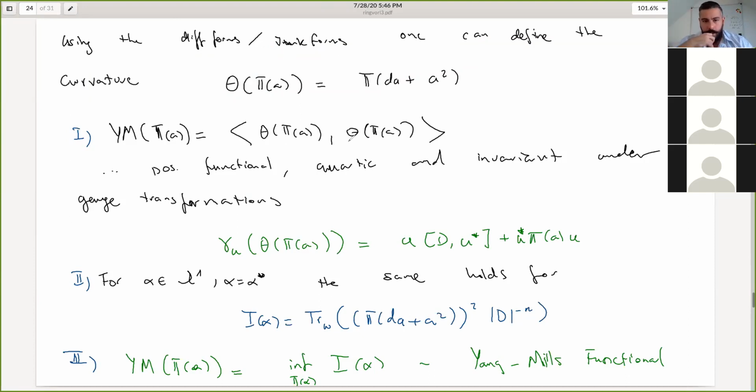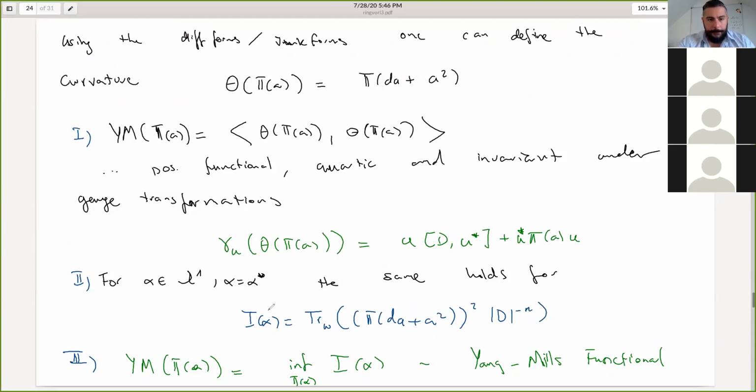Okay, and this functional is quartic and invariant under gauge transformations. Now, for alpha being a one-form and alpha being equal to alpha star, so a self-adjoint element of the algebra, the same holds for this Dixmier matrix.